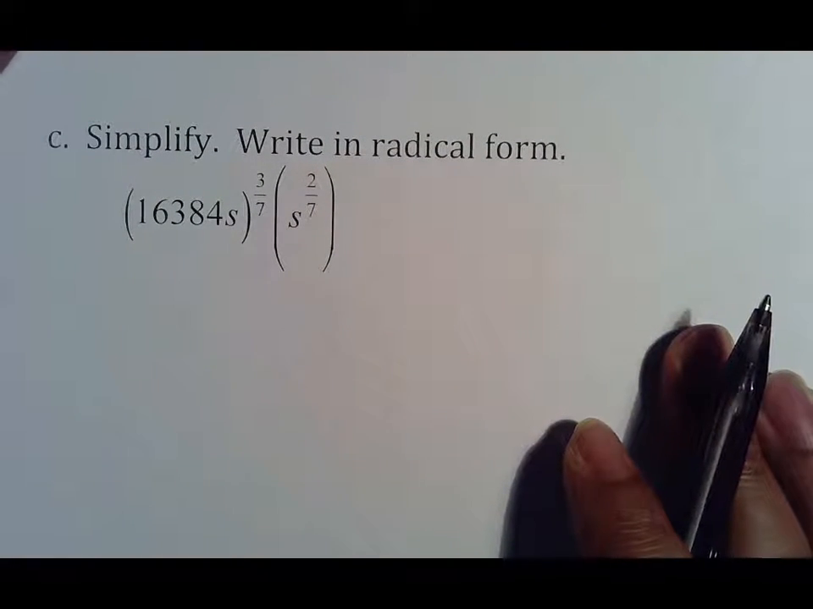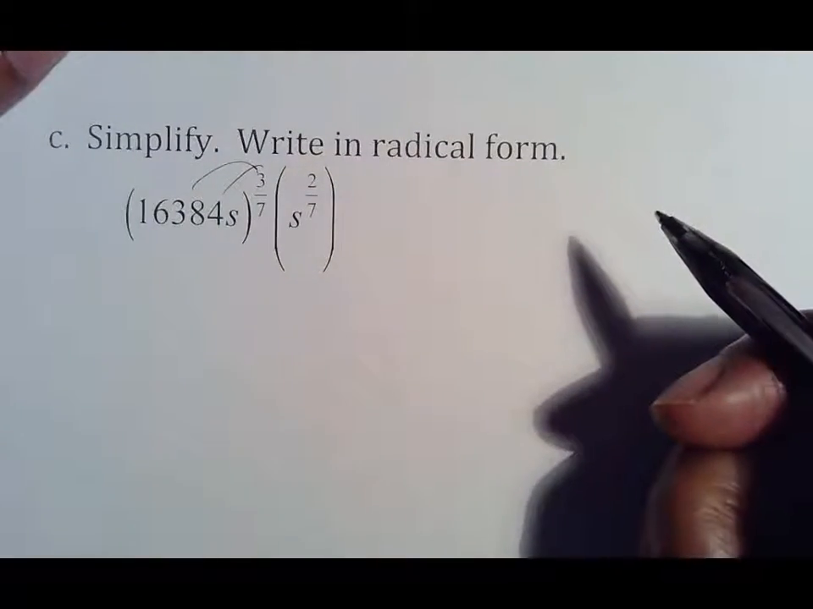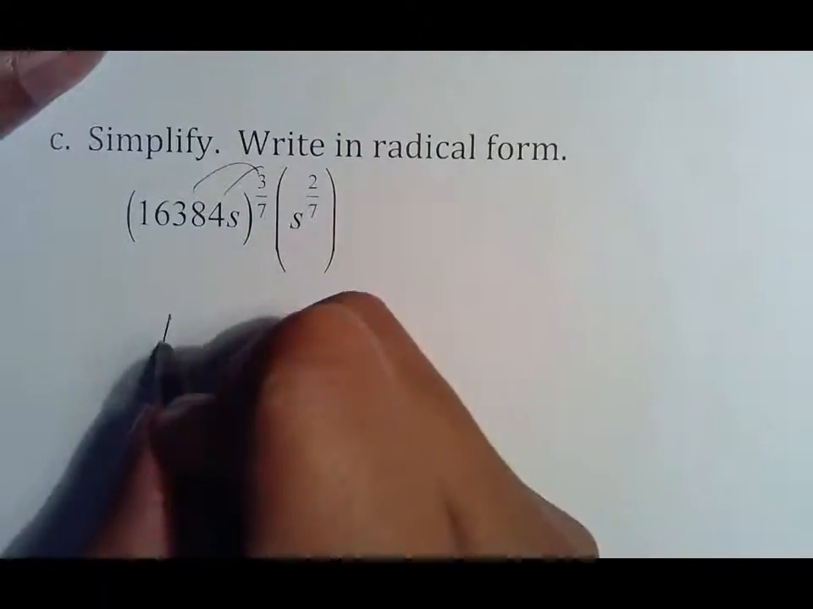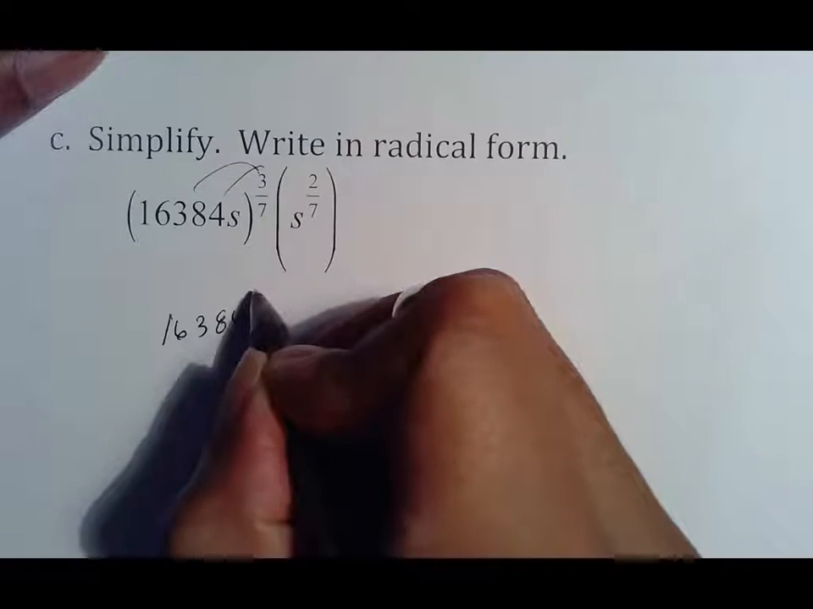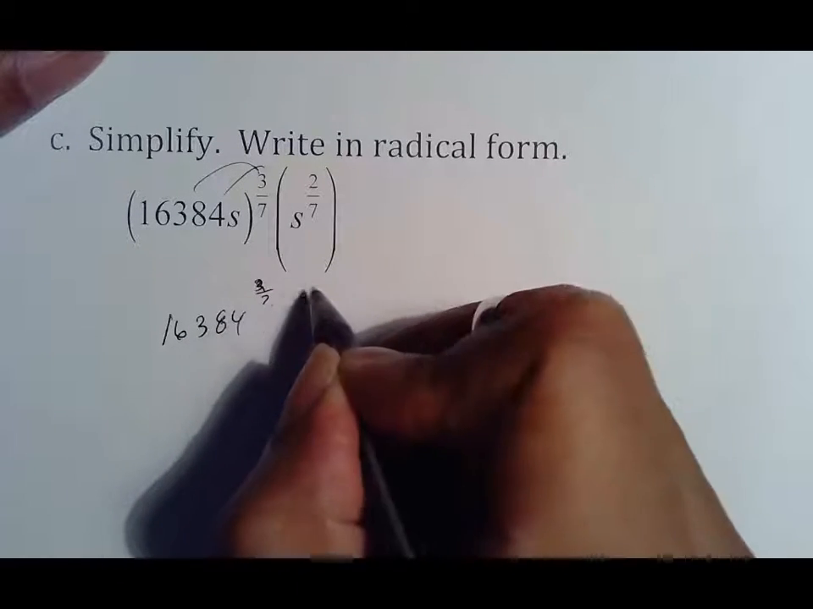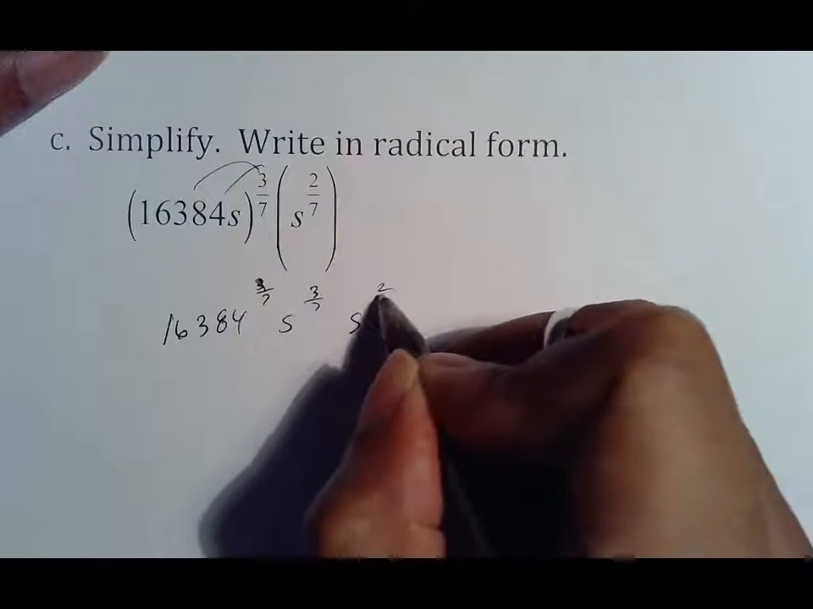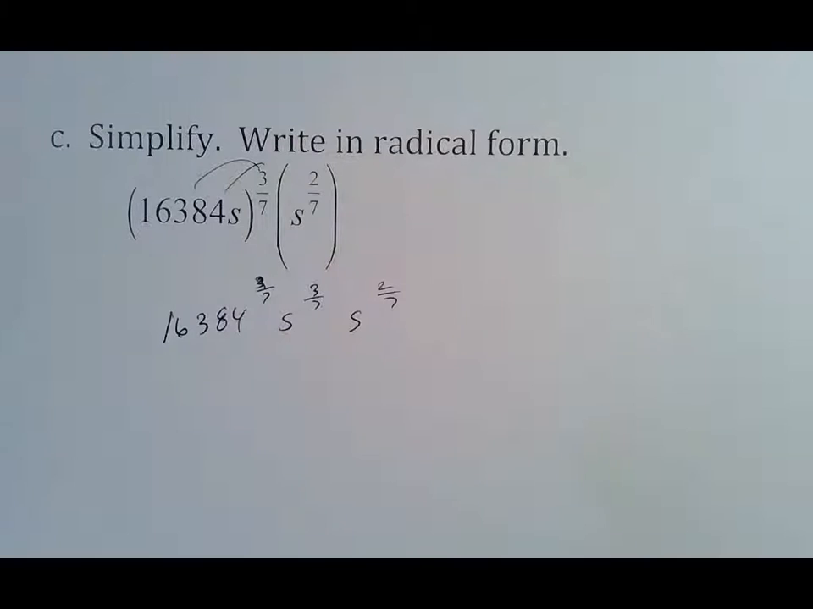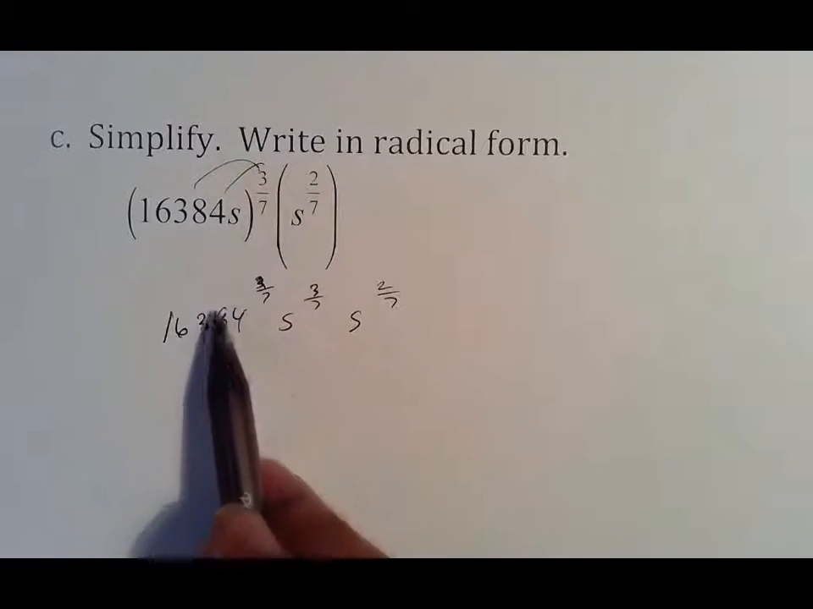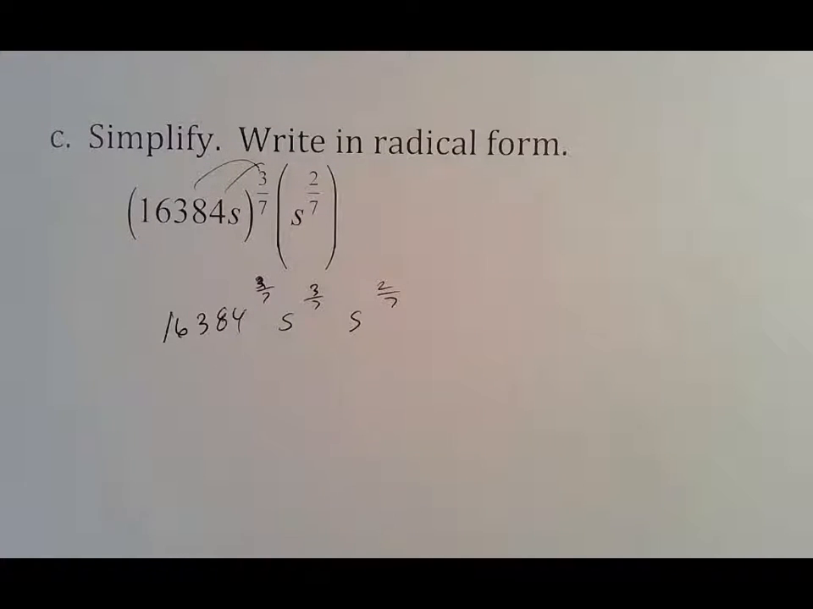Simplify, write in radical form. So here we go. First thing I would do is distribute. Again, just like I said in the last section, distribute these small exponents. So 16384 to the 3/7, s to the 3/7, s to the 2/7. So again, looking at what I did, I distributed this one, and then rewrote that without parentheses.